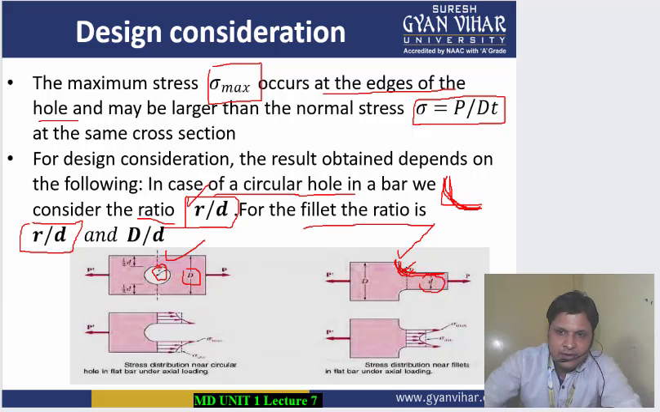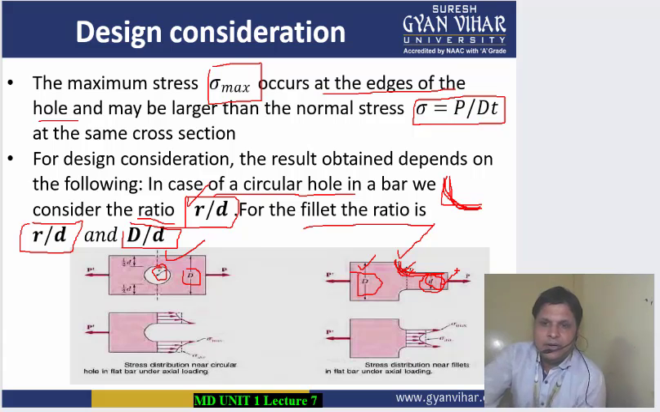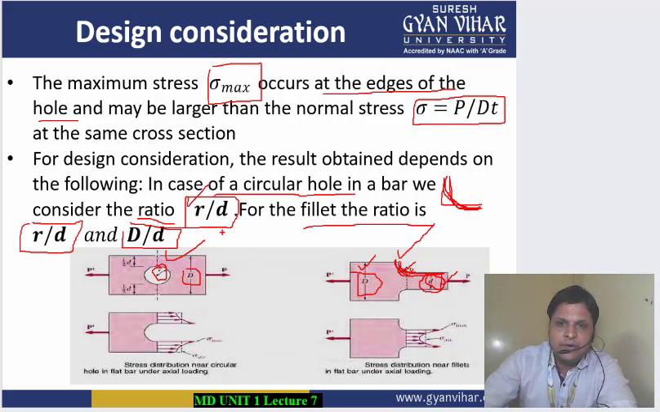Small d is the minimum thickness of the plate, and capital D by small d is the ratio of the larger thickness to the smaller thickness of the plate. If it is a circular cross section, then capital D will be the larger diameter and small d will be the smaller diameter. Alright, so these ratios are important whenever we consider the design of a plate having either the fillet or the hole in it.